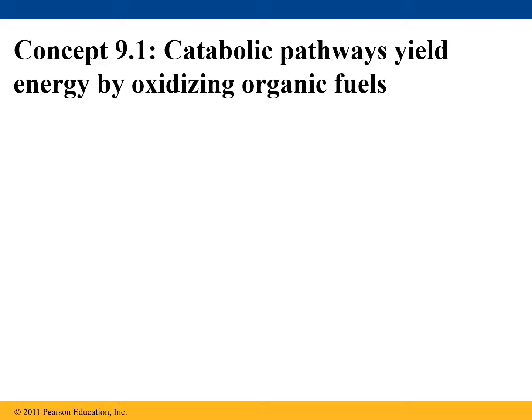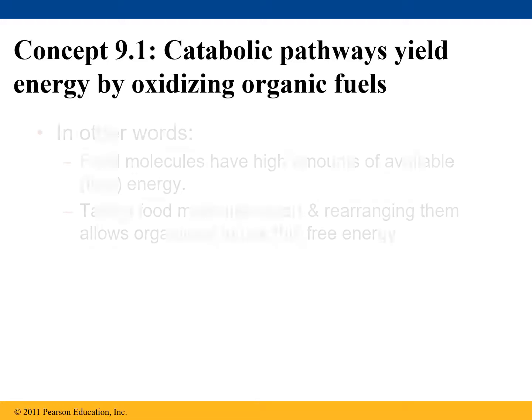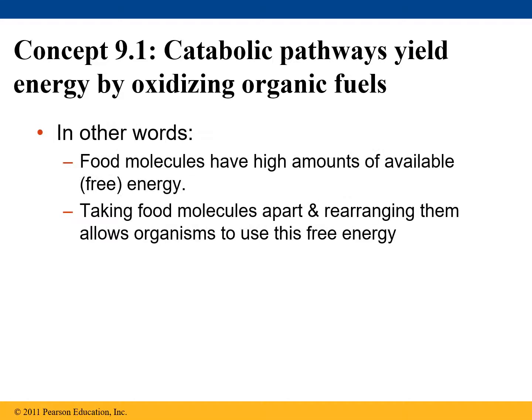So it's talking about catabolic pathways. Remember, catabolic means it's like a cat. It's something that is tearing something apart. So a catabolic pathway is reactions that are tearing molecules apart. These yield energy by oxidizing organic fuels. And we'll see this term again later, but essentially this chapter heading is saying that during any of these cell respiration processes that we talked about, it's really tearing large molecules apart and turning them into smaller ones that's giving us energy. So in other words, food molecules have high amounts of available free energy. Taking those apart and rearranging them allows organisms to utilize that free energy.